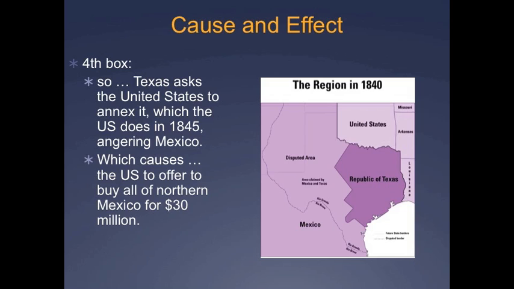This angers Mexico to no end, because they believe that the Republic of Texas, which was never recognized, was seized from them illegally. Also, there was a border dispute over where the Republic of Texas ended and where Mexico began. The Mexicans claimed it was the Nueces River, where the Texans claimed it was the Rio Grande River. This causes the United States to offer to buy all of northern Mexico for $30 million and complete the United States from sea to sea.